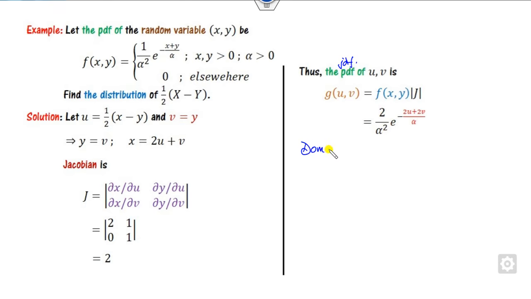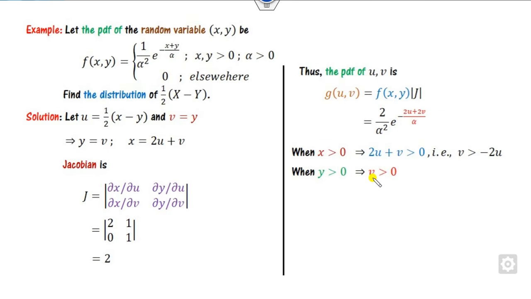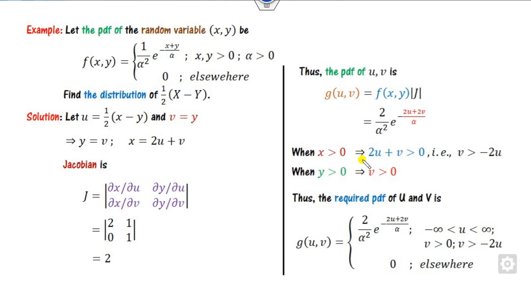Now to find the domain of u and v, you can consider this value. Since x is greater than 0, what is the meaning of x greater than 0? It means this value is greater than 0. What is the meaning of y greater than 0? It means v is greater than 0 here. So you get two ranges. Therefore the PDF is defined for u over all the domains and here.